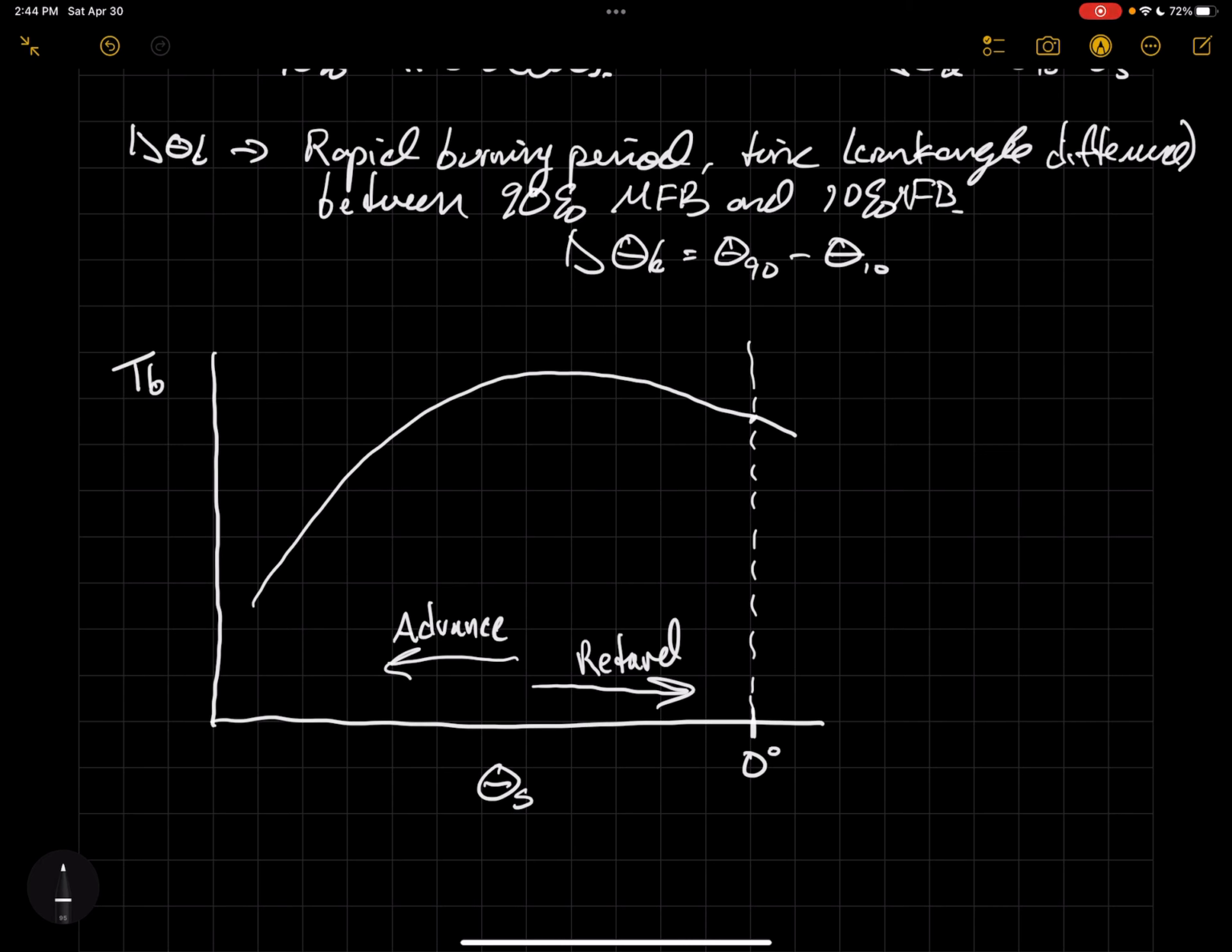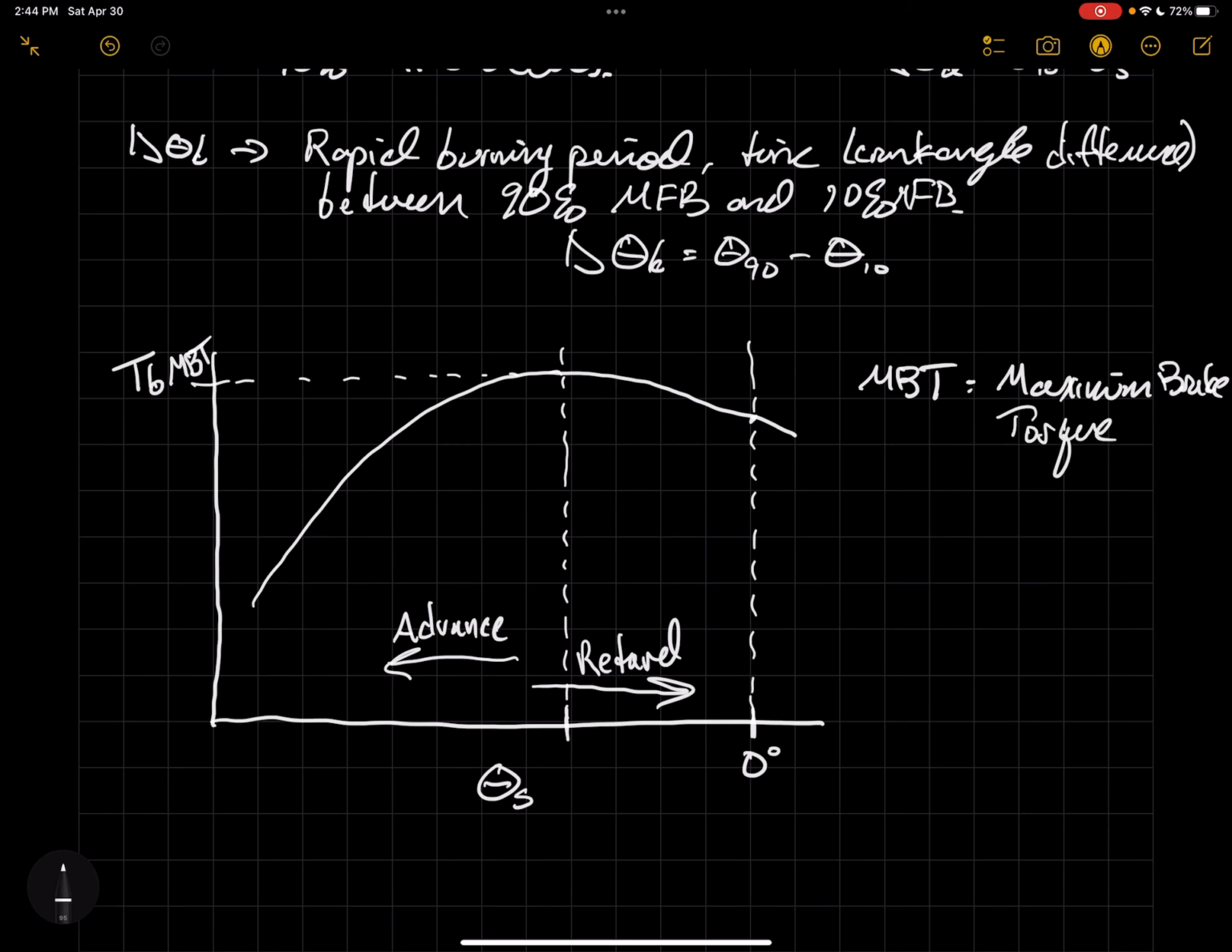So again, if you take a look at this brake torque curve that we've drawn, you'll notice that there's a spark timing where we achieve maximum torque, okay? And so this maximum torque point has a special name, and it's what we call the MBT, or the maximum brake torque. Okay, so we have the maximum brake torque, and this is, of course, the maximum torque that the engine will achieve as we vary spark timing.